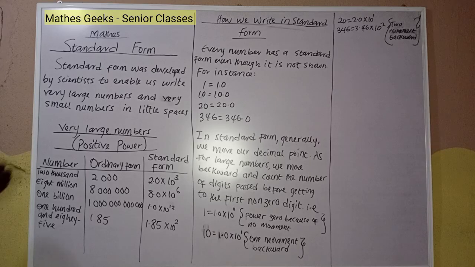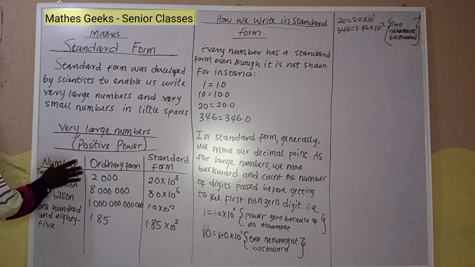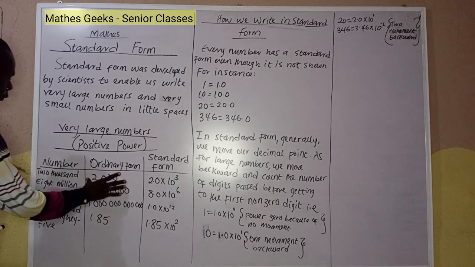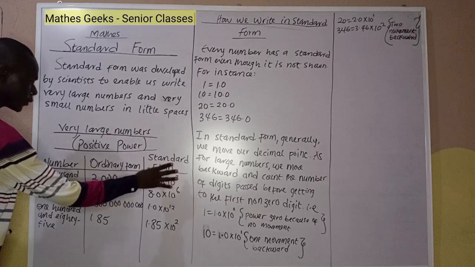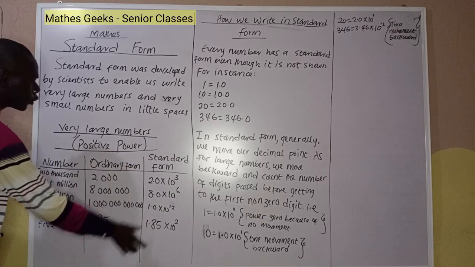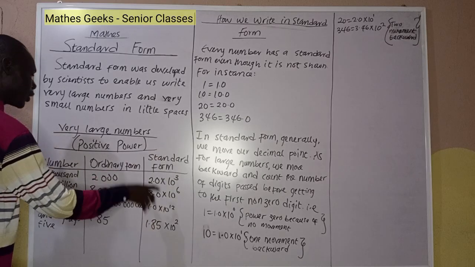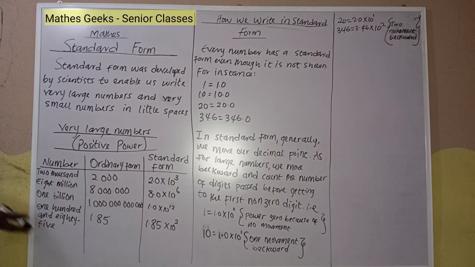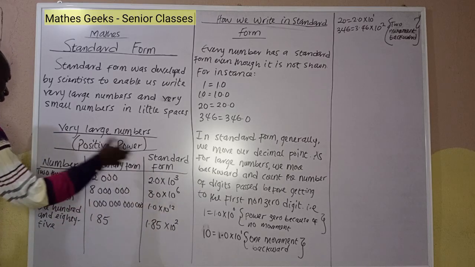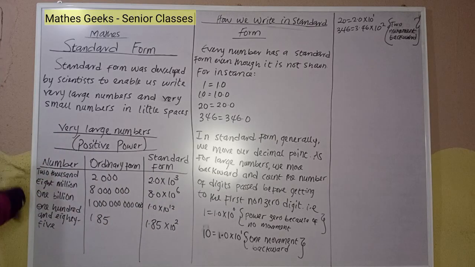Now let's look at this table. It has the number in ordinary form, and in standard form. This is the ordinary form that we are used to, and this is the standard way of writing it. We call it standard form or scientific notation because it is used frequently by scientists. That's the way they represent large numbers. You usually see figures written in this form in scientific writings and notations.